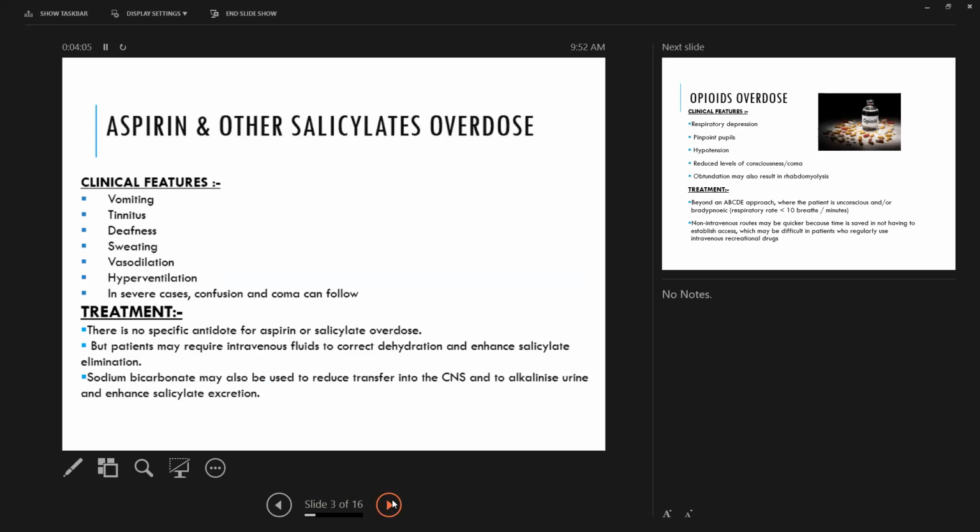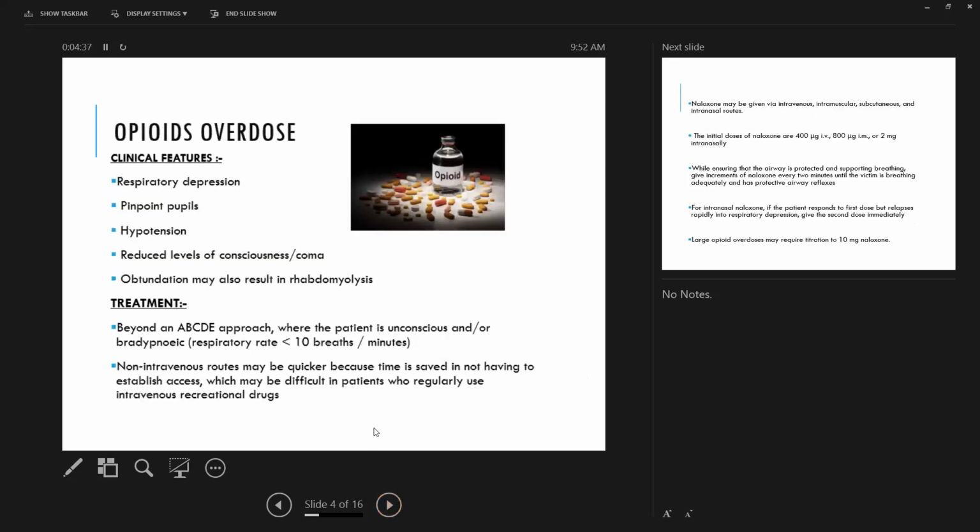Aspirin and other salicylates overdose. Clinical features are vomiting, tinnitus, deafness, sweating, vasodilation, hyperventilation, and in severe cases, confusion and coma can follow. Treatment: there is no specific antidote for aspirin or salicylate overdose, but patients may require intravenous fluids to correct dehydration and enhance salicylate elimination. Sodium bicarbonate may also be used to reduce transfer into the CNS and to alkalinize urine and enhance salicylate excretion.